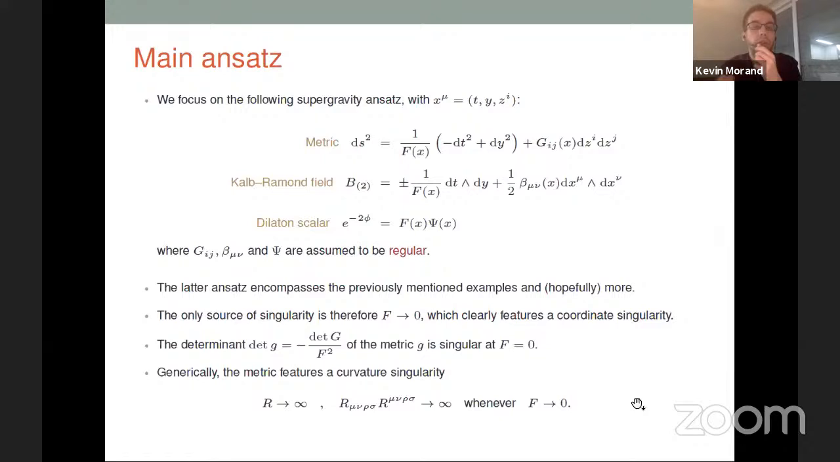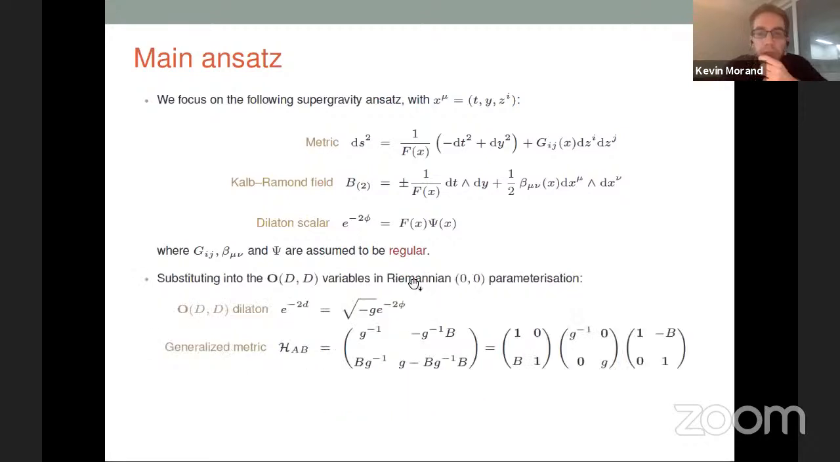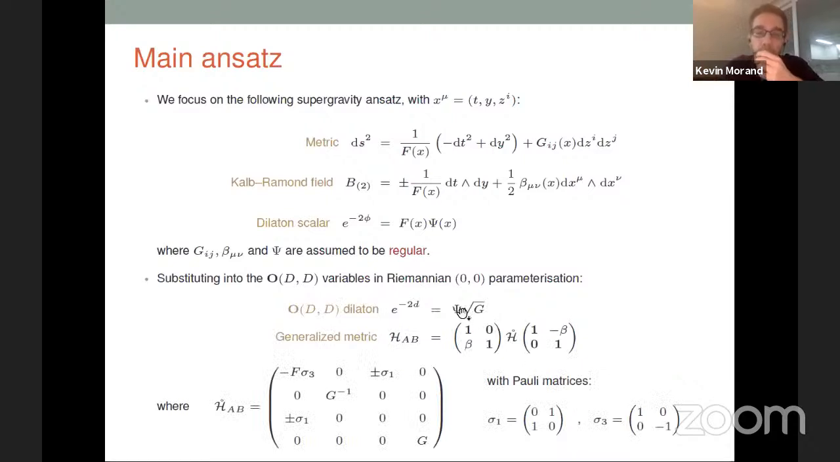Okay, so now the idea is to just plug this ansatz into the usual Riemannian 0,0 parametrization, the one we used earlier to yield ordinary supergravity. So we plug this expression into this parametrization of the dilaton and the generalized metric. And what we obtain by doing so is given by this expression. So first of all, we notice that the DFT dilaton is regular. In fact, f does not appear in the dilaton expression. Only the regular functions psi and g.